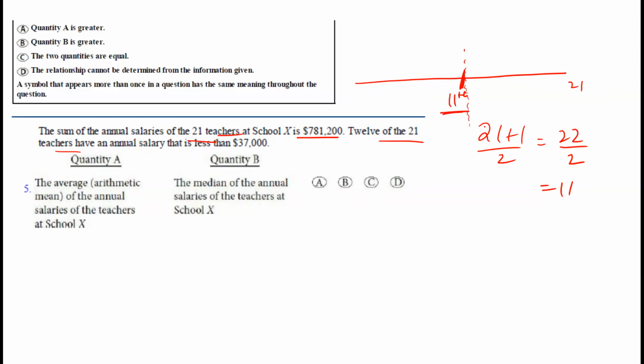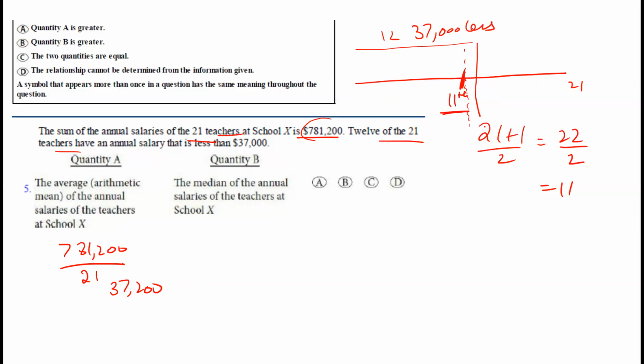So the sum of the annual salaries of the 21 teachers is 781,200. Now let's read quantity A. Quantity A is the arithmetic average of the annual salaries of the teachers at school X. So 781,200 divided by 21 gives us 37,200. And we also know that 12 of the 21 teachers all have a salary that is less than 37,000. So the mean is 37,200.